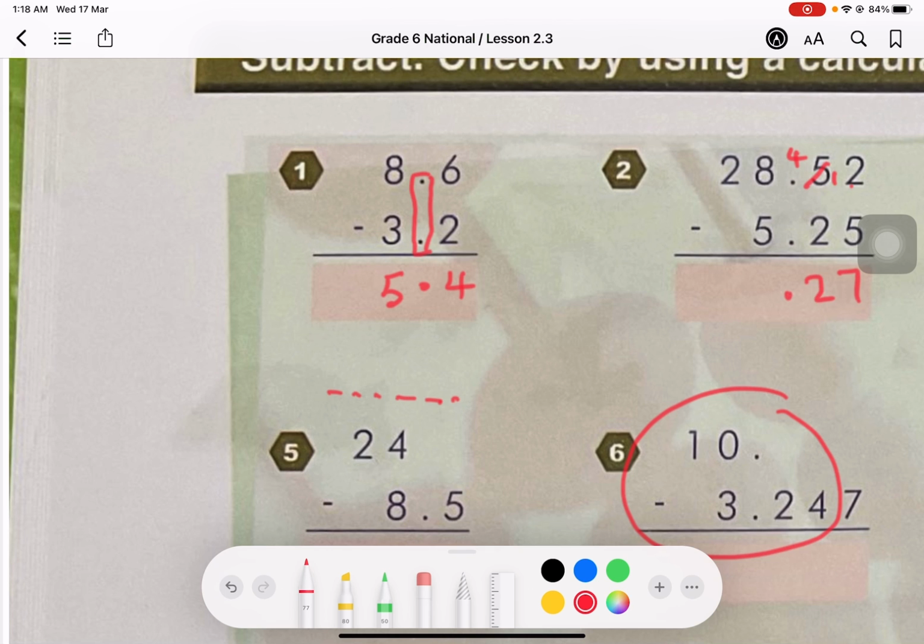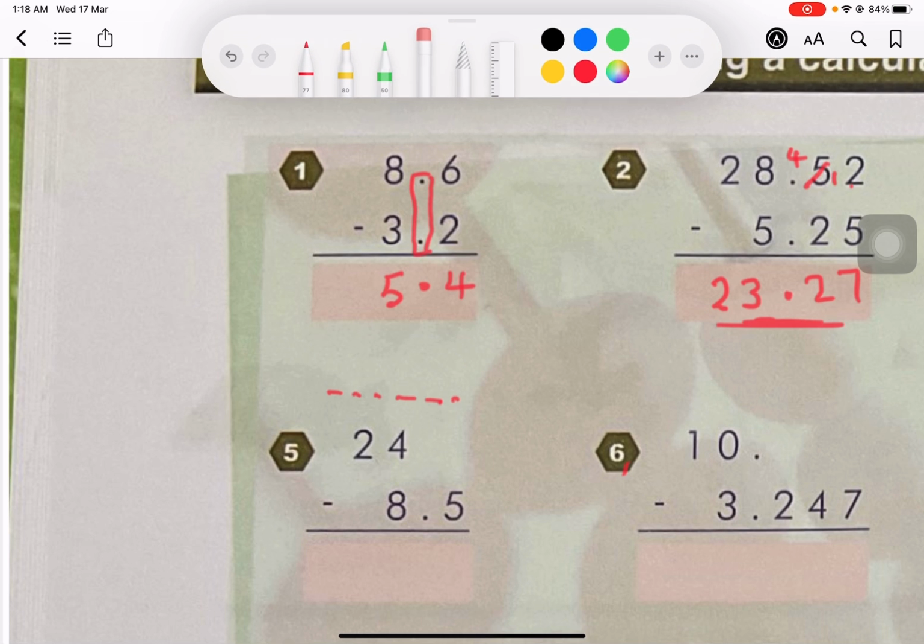Ask the decimal to go down. 8 minus 5 is 3. Then the 2 will go down. So my number is 23.27. Okay, what is this? This is the difference between this number and this number. Now, let's go and do number 6. In the question number 6, you will notice that 10 is a whole number. Okay, and this is whole with parts.